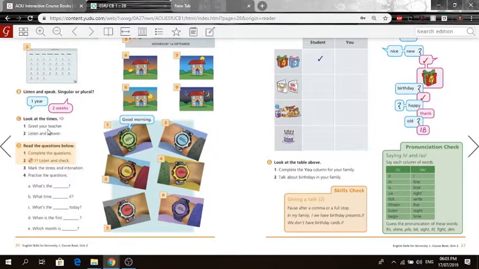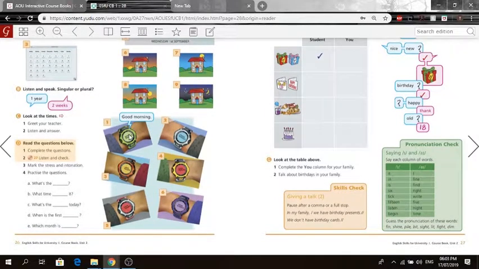Look at the times. So number 1 is greet your teacher, and 2, listen and answer. So look from your book here. Look at the time. You should be able to tell the time now. I told you guys that from 6 a.m. to 11 a.m. this is morning, okay? And then from 12 p.m. to 5 p.m. this is the afternoon part, or the kind of the afternoon time. And then moving on from 6 p.m. to 11 p.m. this is evening, and then nighttime is from 12 a.m. to 5 a.m.